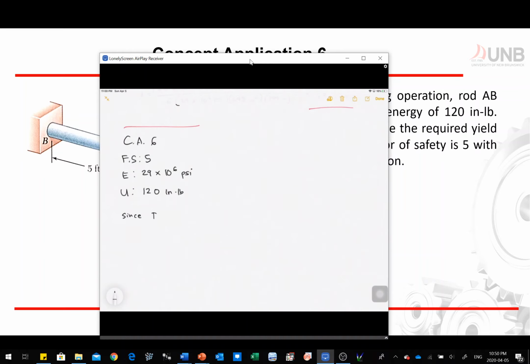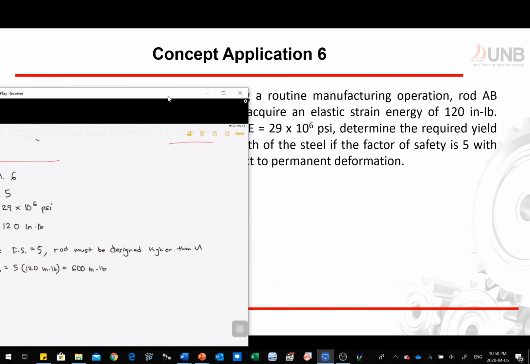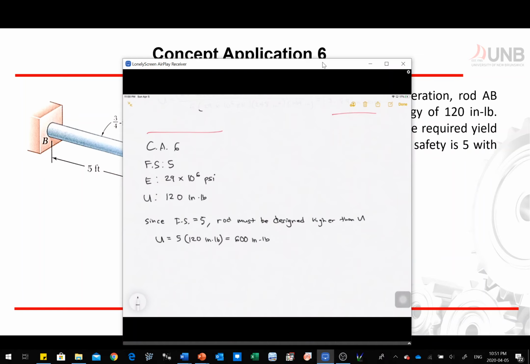Since factor of safety is equal to 5, the rod must be designed to have a higher U. Now U is equal to 5 times 120 inch-pound, and that's equivalent to 600 inch-pound. Now the required yield strength: we're talking about yield strength here, so the unknown is our yield strength.